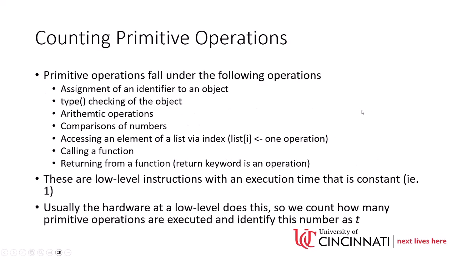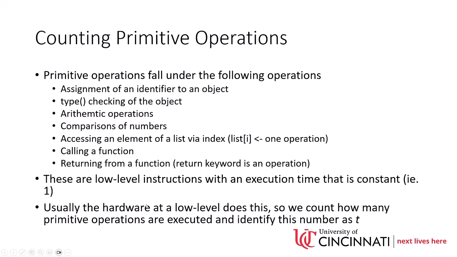Cool. So when we talk about running time and how long it will take to do something, we talk a lot about operations that occur inside of an algorithm. An algorithm's operations can be condensed into primitive and non-primitive types. Some primitive operations are an assignment of an identifier, so x is equal to 5, type checking, so remember we have the type keyword and we put it around a variable, adding or subtraction, comparisons, so is x less than y, accessing an element of a list, so essentially if we're going through a list using our for loop or the for loop by index information, calling a function, and returning from a function, so the return keyword itself is an operation.